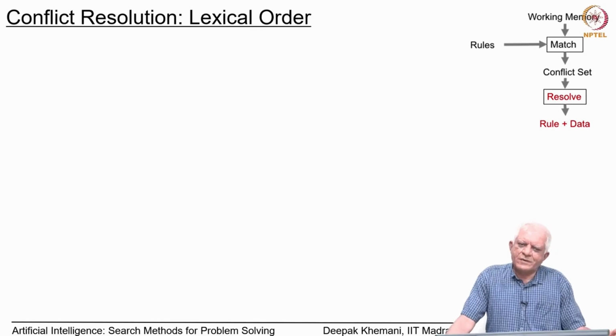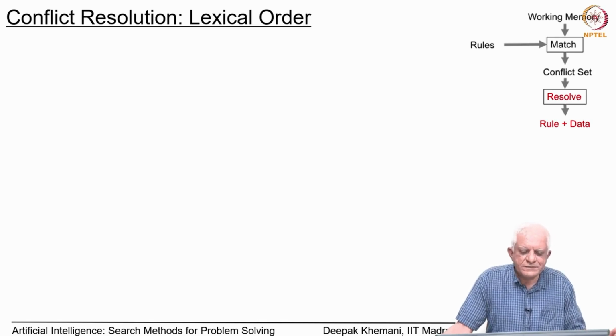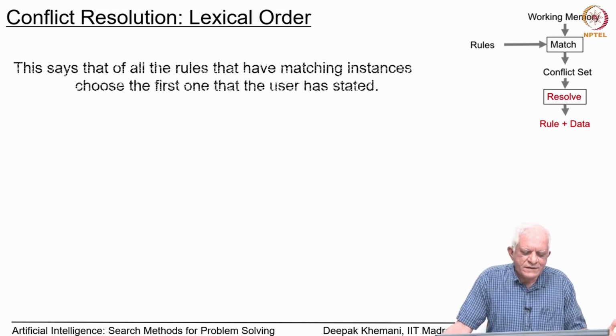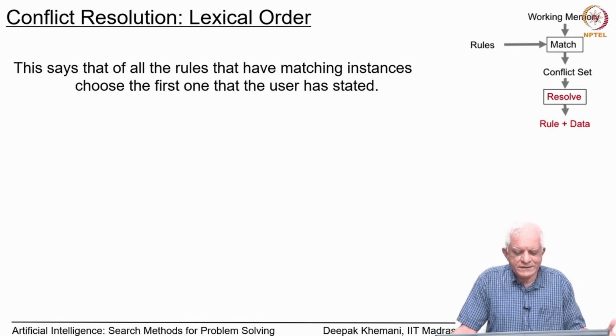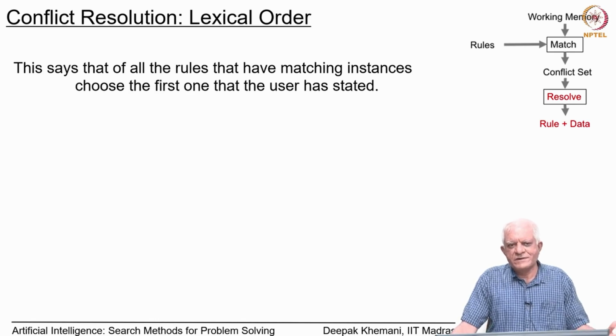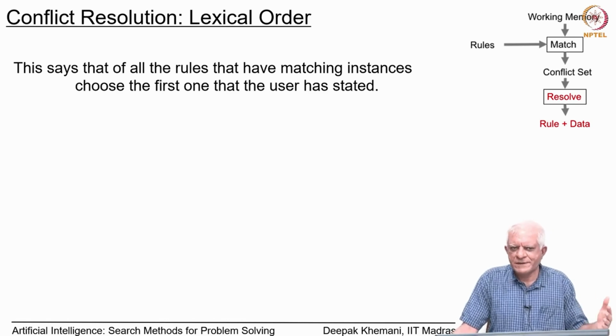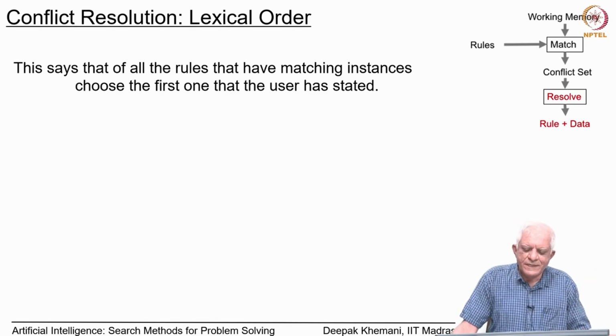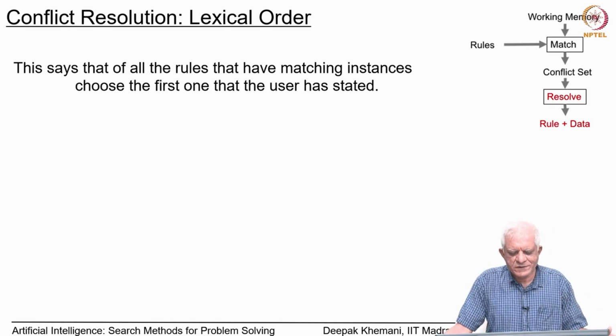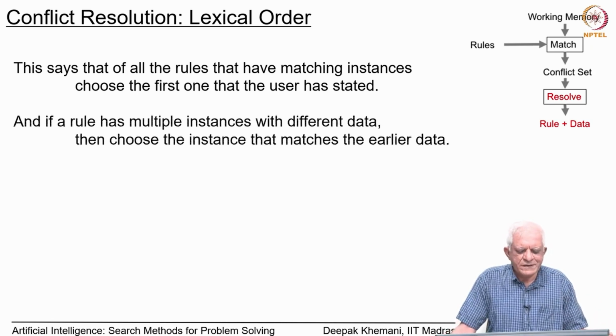The next strategy we can talk about is lexical order. This says that of all the rules that have matching instances, choose the first one that the user has stated. Presumably you can imagine a user sitting with paper and pencil and writing down all the rules. Take them in the lexical order in which the user has written the rules. So, clearly you can see that the onus is shifting to the user here.